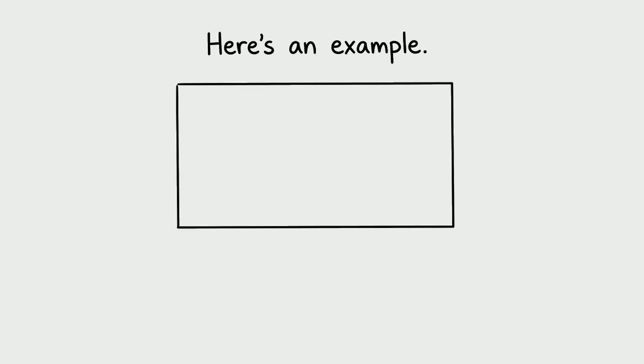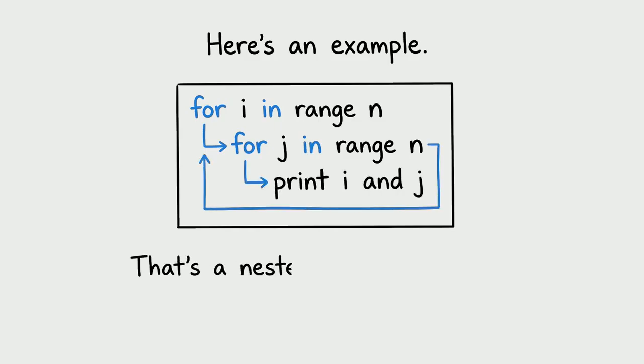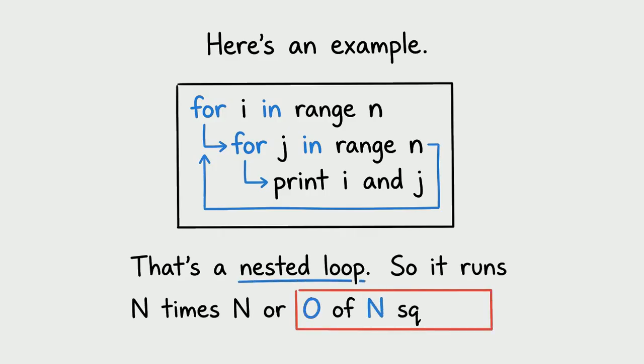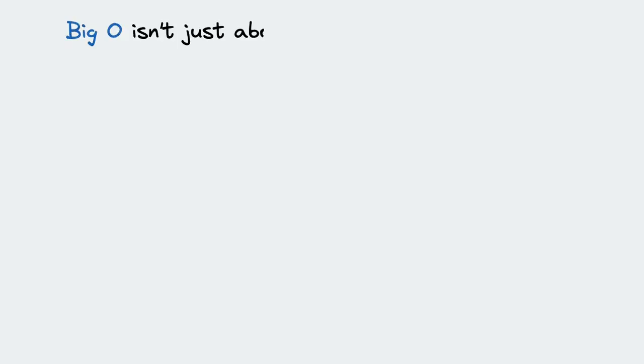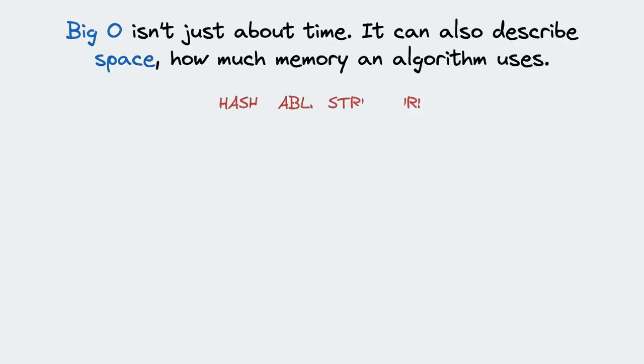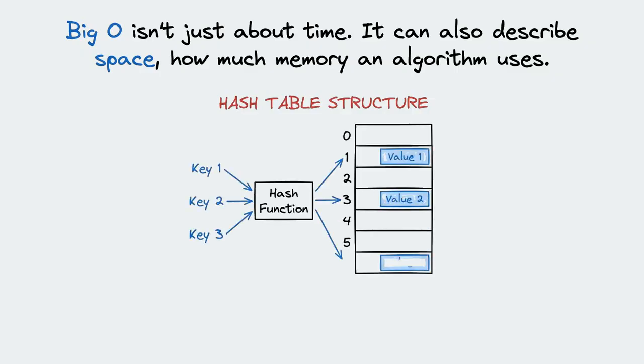Here's an example. For i in range n, and inside that, for j in range n, print i and j. That's a nested loop, so it runs n times n, or O of n squared. Big O isn't just about time. It can also describe space, how much memory an algorithm uses. For example, a hash table gives you fast lookups in O of 1 time, but it uses O of n space to store the data.